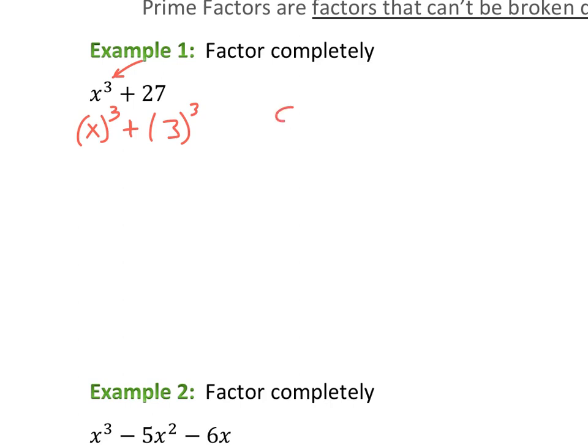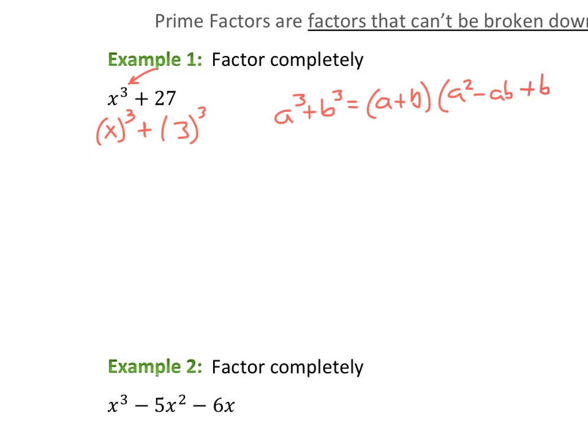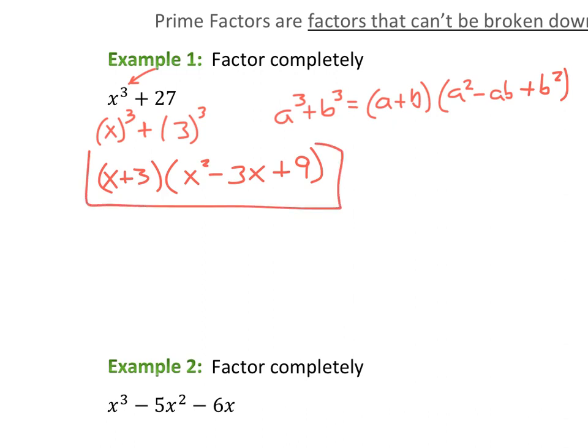So according to the factor chart, this is going to follow the a cubed plus b cubed pattern, which means the factors are going to be a plus b, a squared minus ab plus b squared. So for our given problem, it's going to be x plus 3, x squared minus a times b, so 3x, plus b squared, which is our 3, so 3 squared is 9. So there we go.